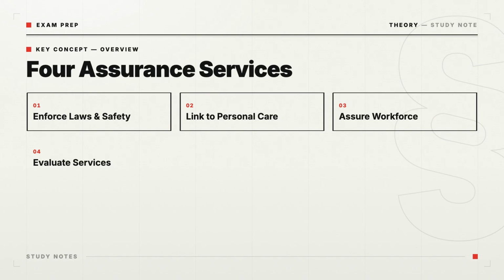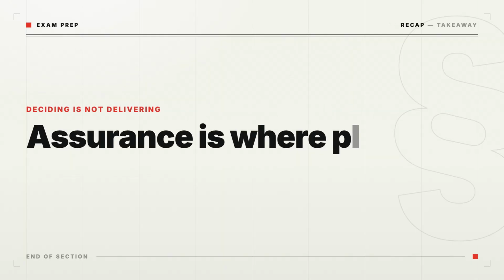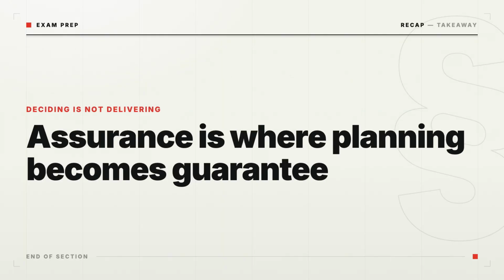That last one surprises people, since evaluating services judges the delivery system, not the population's health, which is why it belongs here instead of assessment. The clearest test: has something been decided or has something been delivered? Deciding to expand access is policy development. Placing supplies, enforcing rules, and confirming people can reach the service is assurance.